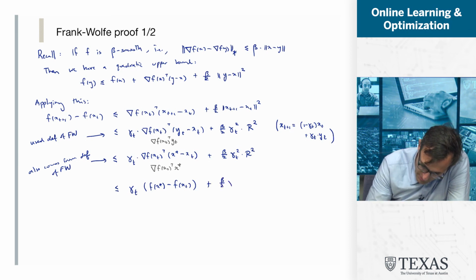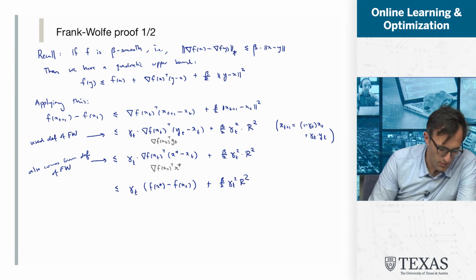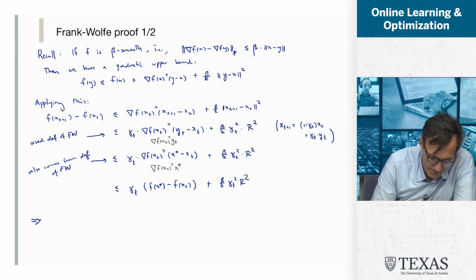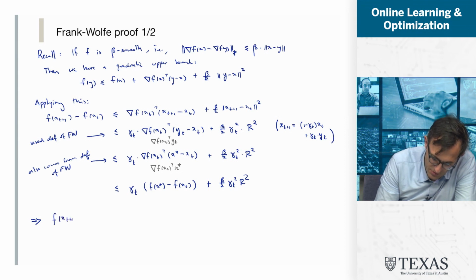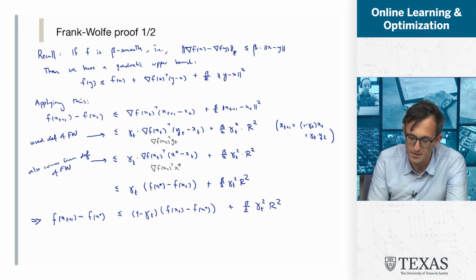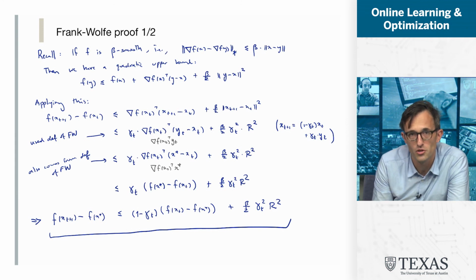Plus this term that comes down. Okay, and then putting this all together, we can show that this is the same as saying f of xt plus 1 minus f of x star, the suboptimality, is less than or equal to 1 minus gamma t times f of xt minus f of x star plus beta over 2 times gamma t squared r squared. So this immediately implies this line here. All I did was rearrange terms.